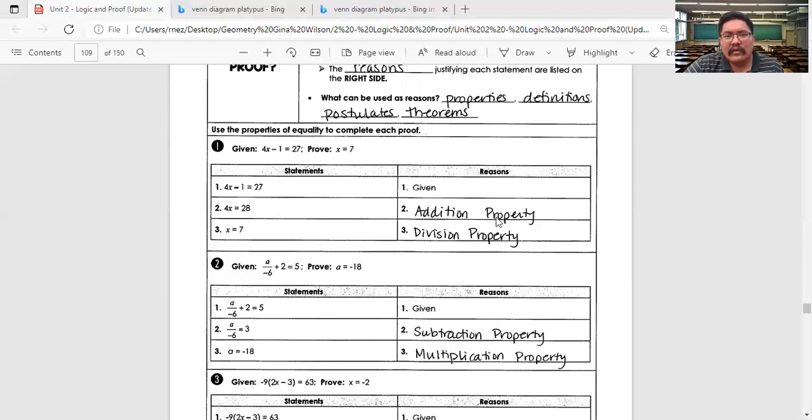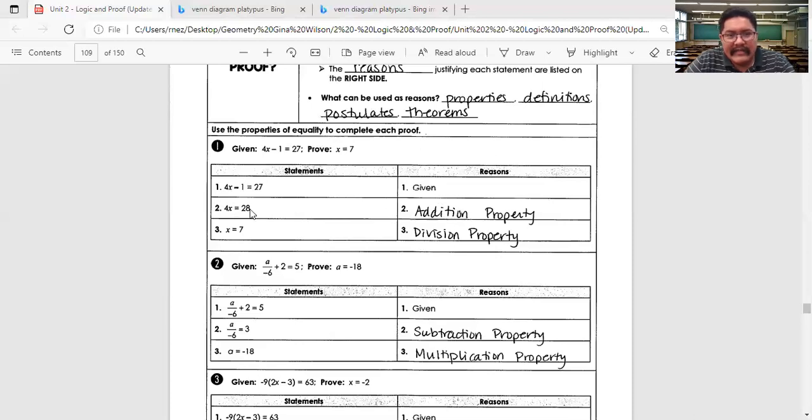Well, we added 1 to both sides. Since we added 1 to both sides, that is the addition property, right? It's just like if I'm lifting weights and I add 1 pound on this side and 1 pound on that side, it's still going to be equal. And that's the important thing, because you don't want one buff arm and one not buff arm. So since we added from here to there, that's the addition property.